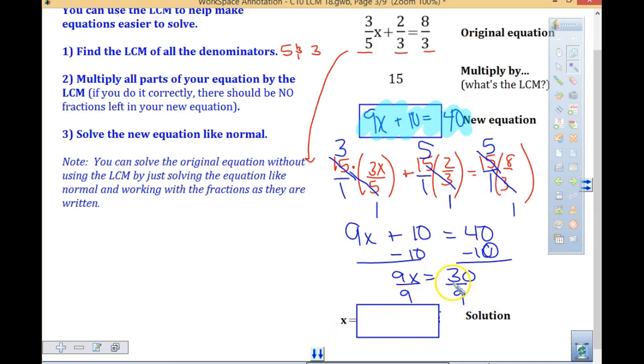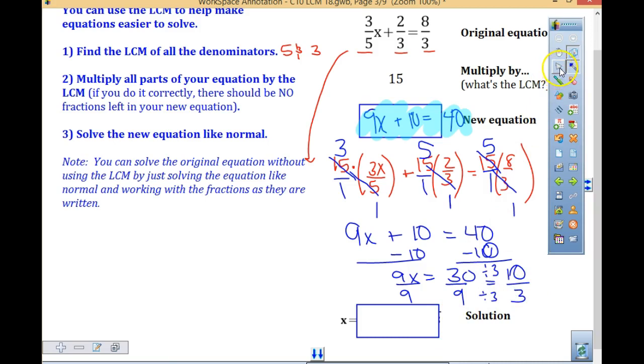Now, I can leave my answer as 30 over 9. 30 over 9 simplifies also to what? What number goes into both of those? Yes. 3 goes into both of them. How many times does 3 go into 30? 10 times. So if I divide these both by 3, right? My common denominator of those two. So 3 goes in there, and I'd have 10 over 3.